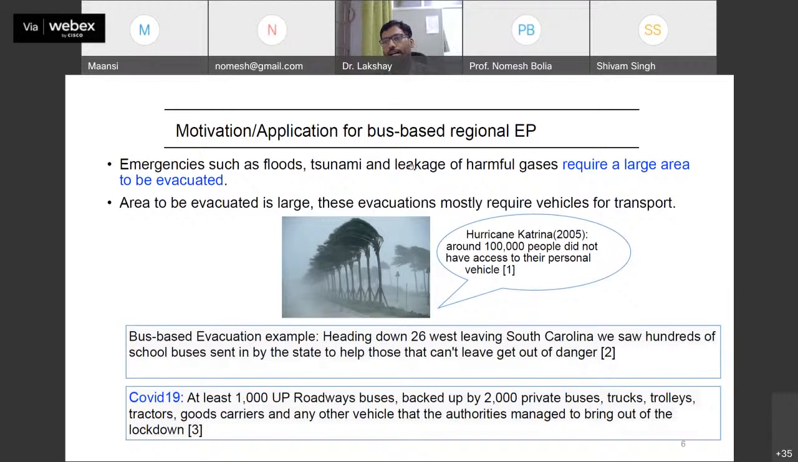Also, we will focus on large-scale evacuation, which is regional evacuation. So you can make sense that this kind of planning is required, and we should consider it. There was also an example in COVID-19, which is not related to these kinds of disasters, but they used many buses to bring migrant workers back to their hometowns. The buses were used, and school students were also shifted in buses. So you can consider them an evacuation also. Another example is that in one evacuation, they saw plenty of buses going. So overall, we can say bus-based evacuation planning is crucial, and we should focus on that.